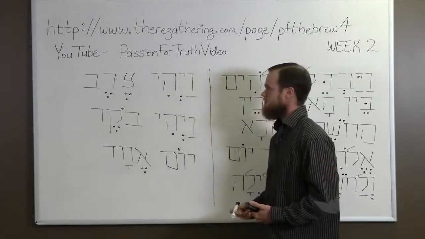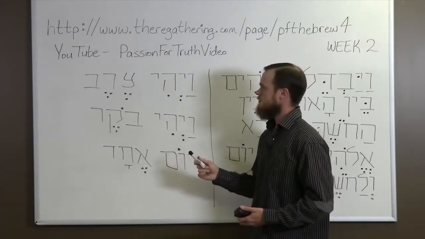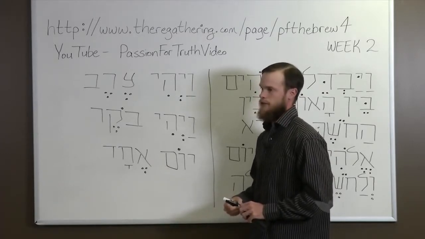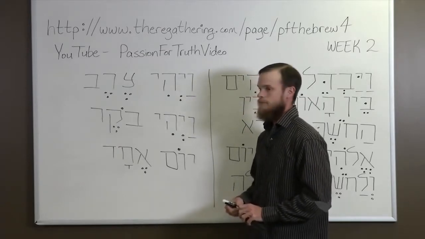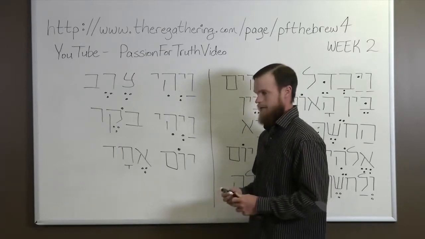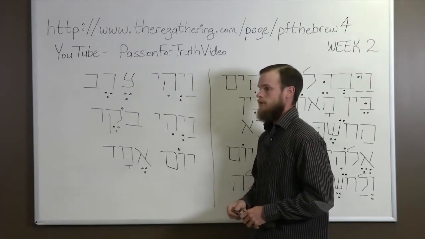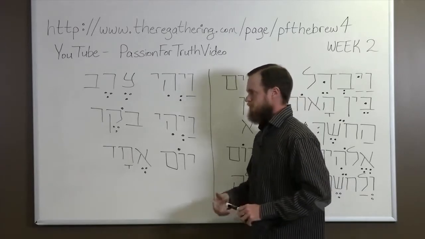After Vayehi, you've got Voker instead of Voker. So it's a bet instead of a vet. It's still a bet; it just doesn't have a dagesh. Why does it not have a dagesh? It's standing there on its own. It's not attached to anything. So why no dagesh?